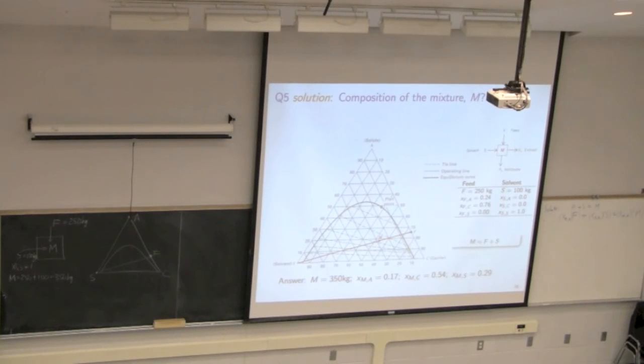Now we know that XSA is zero. There's no A in the solvent stream. XFA is given to us, it's 0.24, and we're feeding that at 250 kilograms per hour. So that's equal to XMA multiplied by the mixture's mass, which is 350. So solving for XMA gets you a value of 0.17.